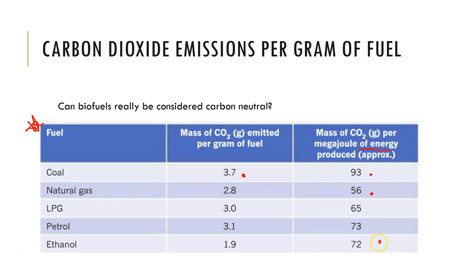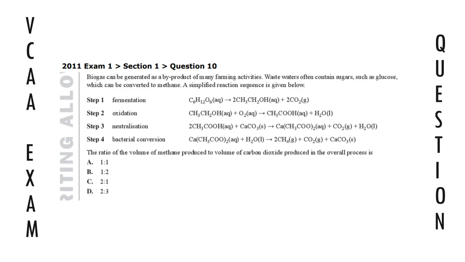If we look at ethanol, we actually still have quite a large amount of CO2 per megajoule of energy produced, remembering that ethanol and our biofuels will have a lower energy density than our fossil fuels, so we need to burn more of them for the same amount of energy. But burning more of them will release more CO2. This is something to consider when we discuss the carbon neutrality of biofuels versus fossil fuels.